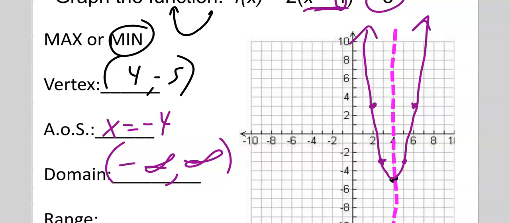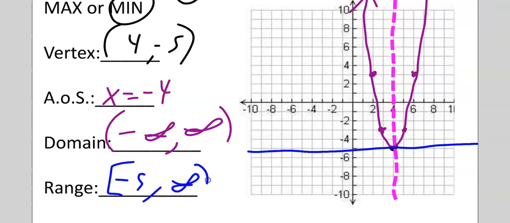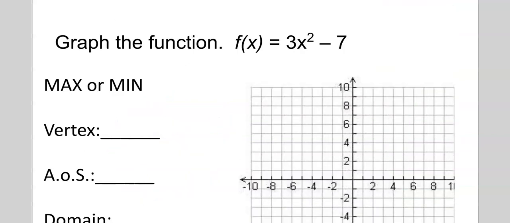So my range, again, it's going up towards infinity. So how low does it go? Well, it bottoms out there at -5. It has a bracket going up in the air towards infinity. I bet we're going to have a negative one soon. Not yet. Okay, so 3x squared minus 7.